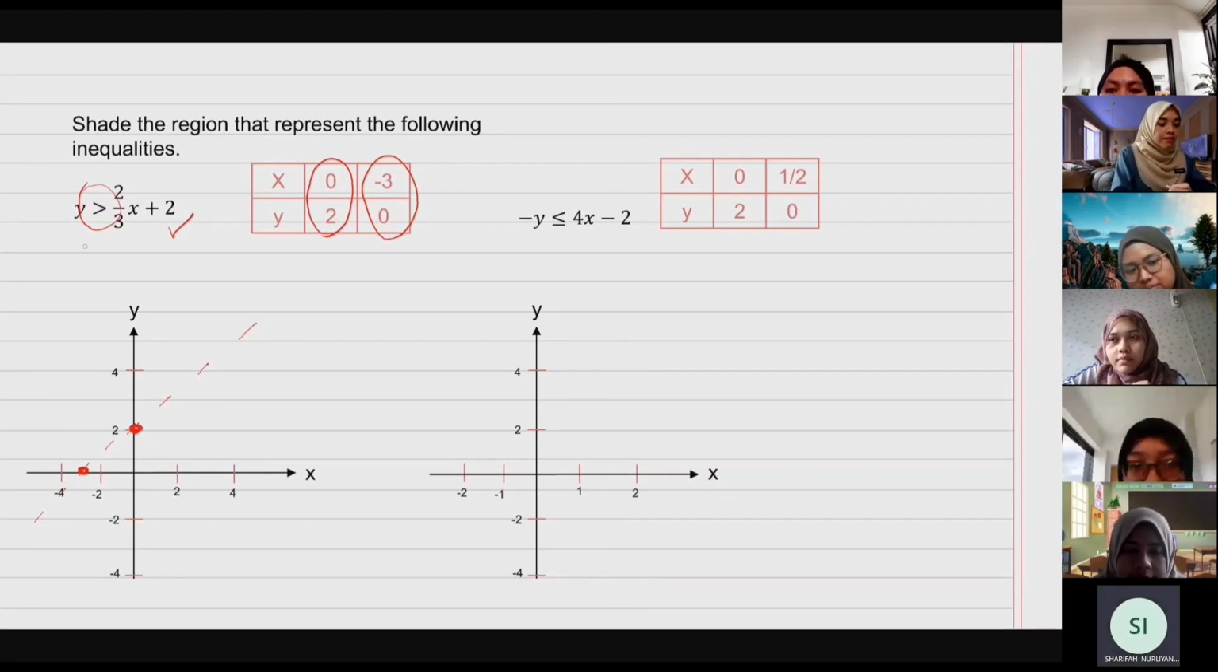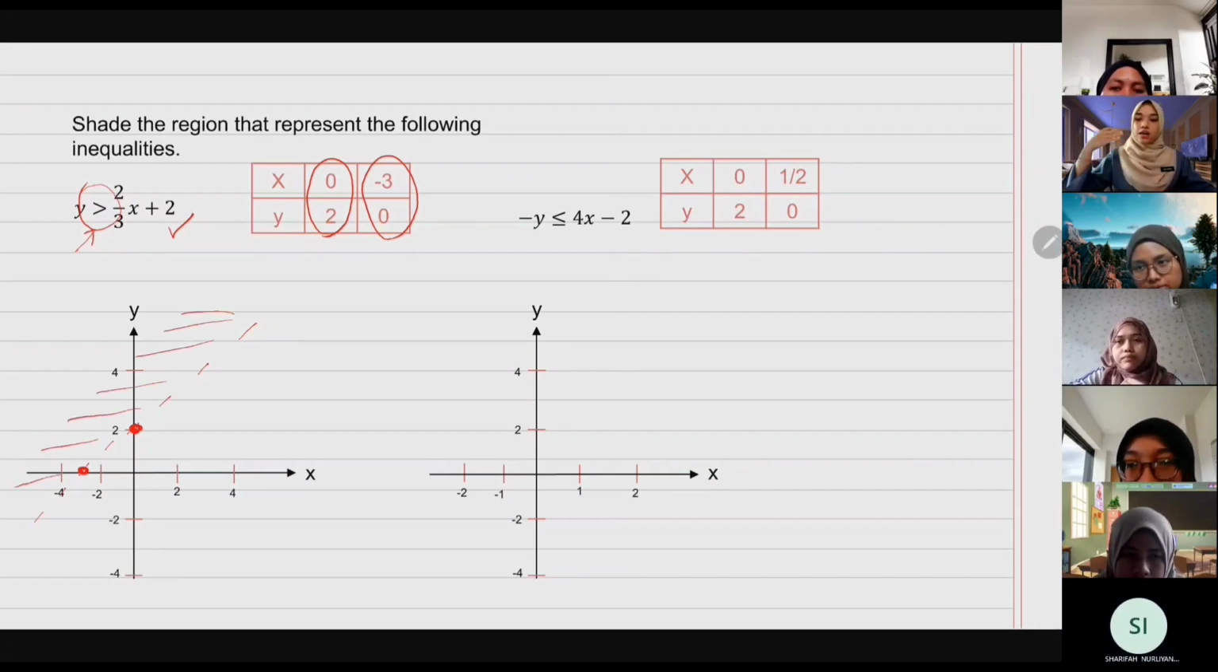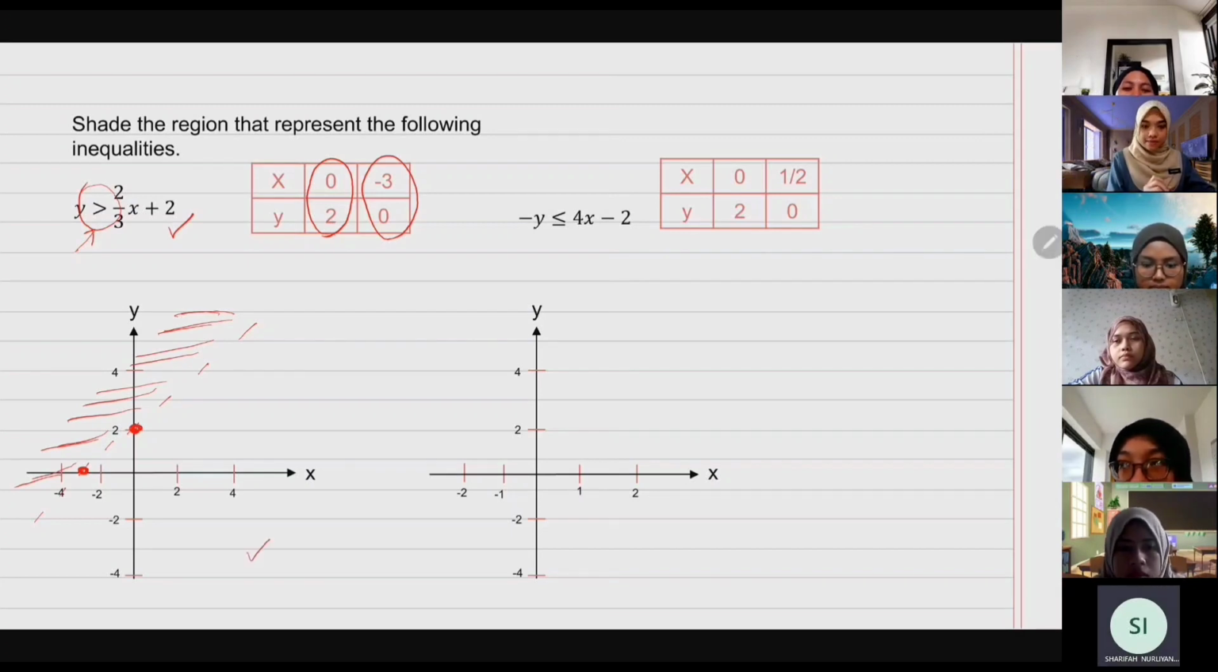So the symbol here is greater than. If you have the greater than symbol, you need to shade the region above the line. If you have the less than, then you can shade the region under the line. So this is the answer for example 1.